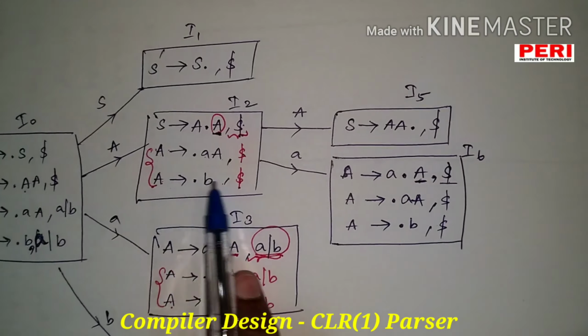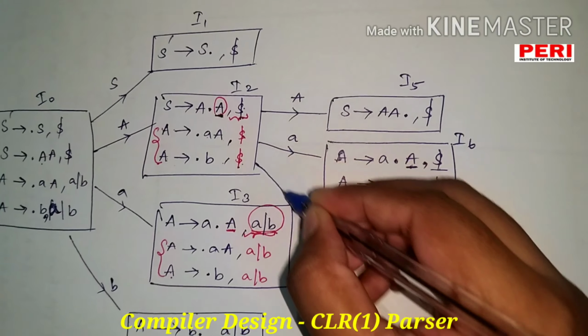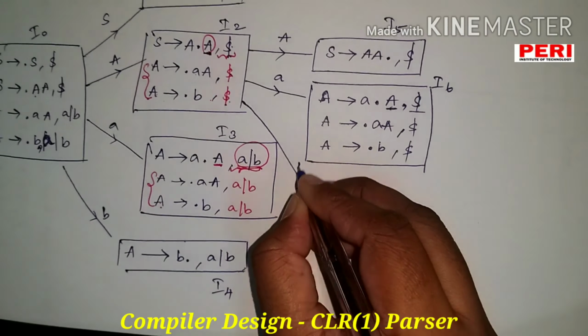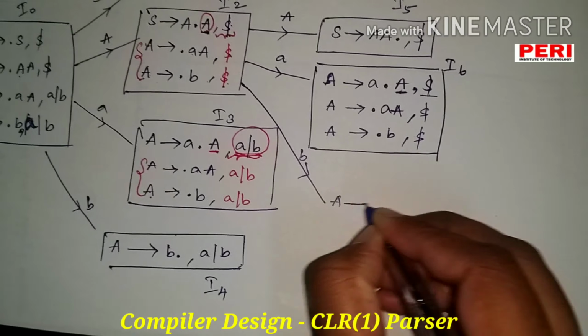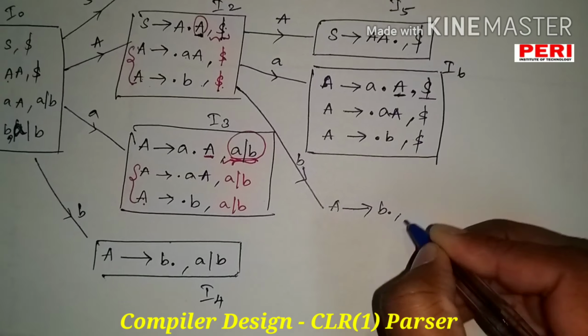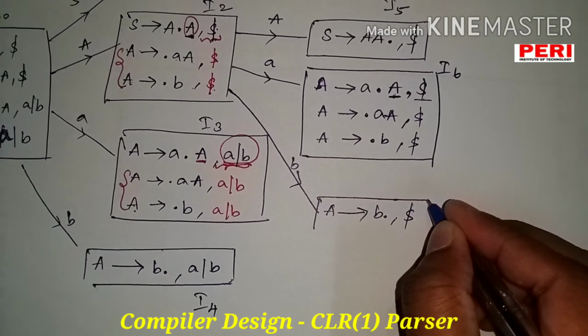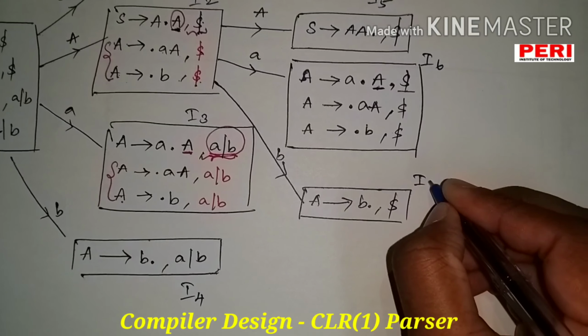So coming to this next production, I have to traverse through small b. If I traverse through small b, my production will be A tends to B dot, comma, dollar. So this will be my I7.